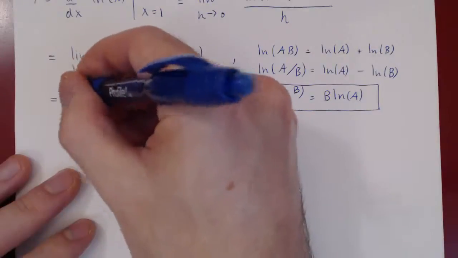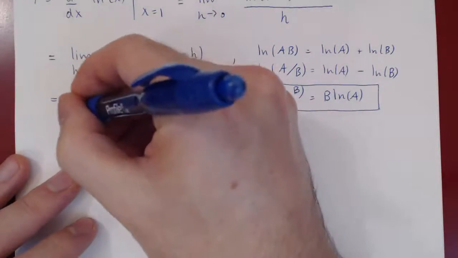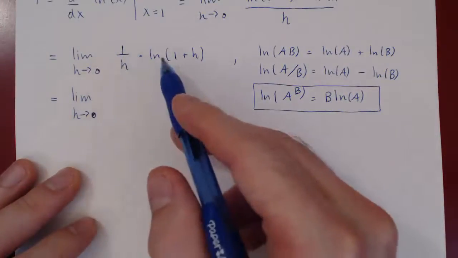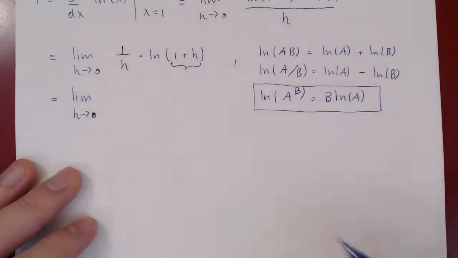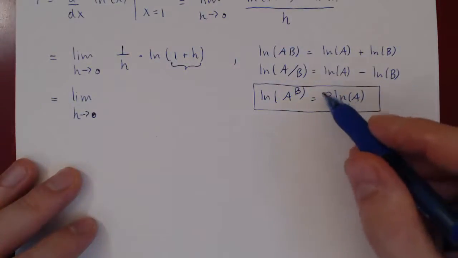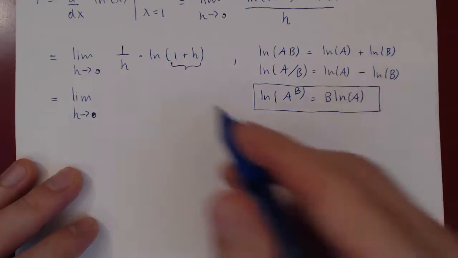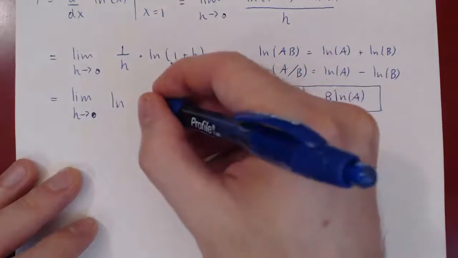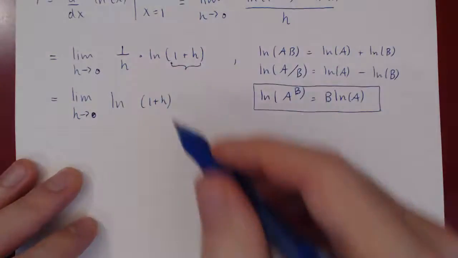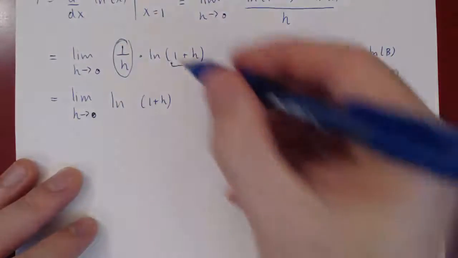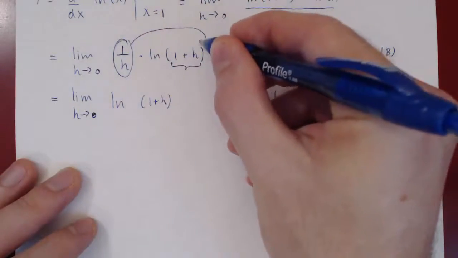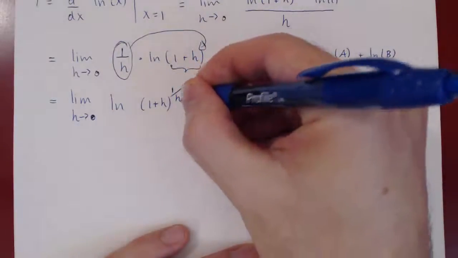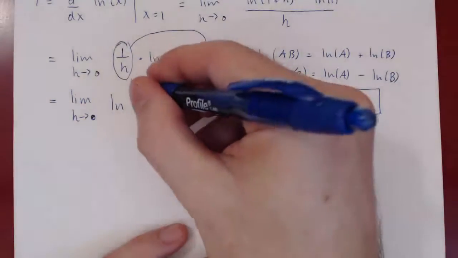Let us rewrite the limit as h goes to 0 of, now, this is b times ln of a, but b ln of a, we can move the constant multiple in the exponent of a, so this will be the ln of 1 plus h, and then we move the constant multiple 1 over h to the exponent of the argument, so it will be the ln of 1 plus h to the power 1 over h. It's the ln of this expression.